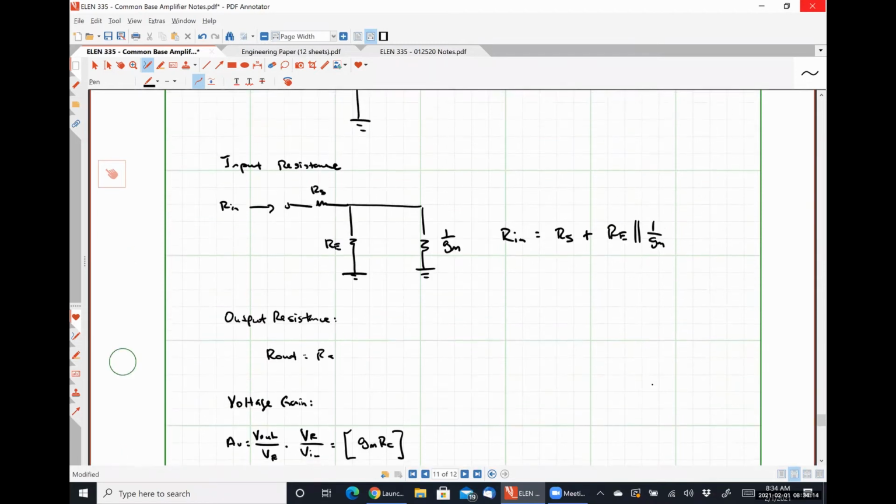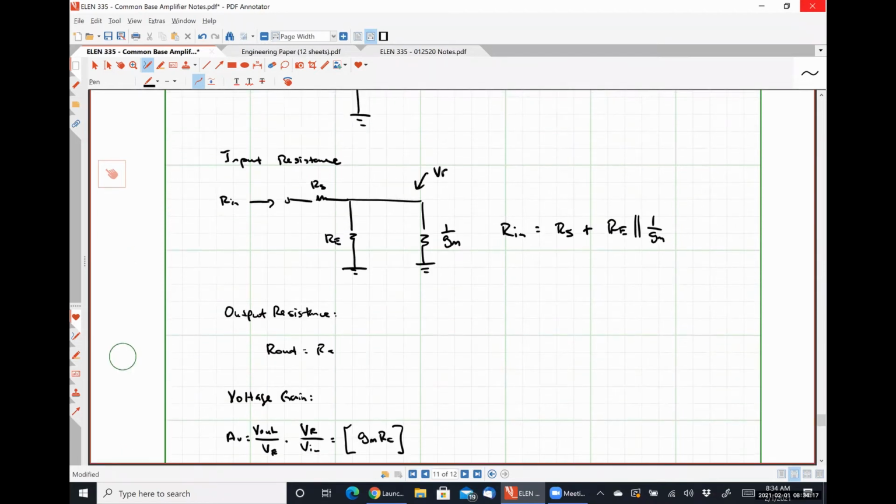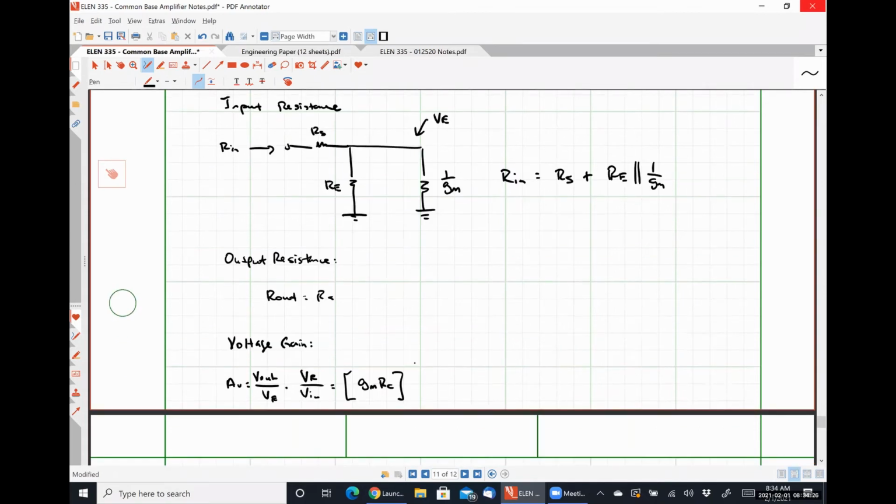And then we're going to simply apply voltage division to find this voltage VE, which is the voltage drop over RE in parallel with 1/GM. So that means we're going to have RE in parallel with 1/GM divided by RS plus RE in parallel with 1/GM. And that is our overall voltage gain for our circuit. So all the groundwork we did really made analyzing our full bias circuit fairly trivial, which is kind of the point.